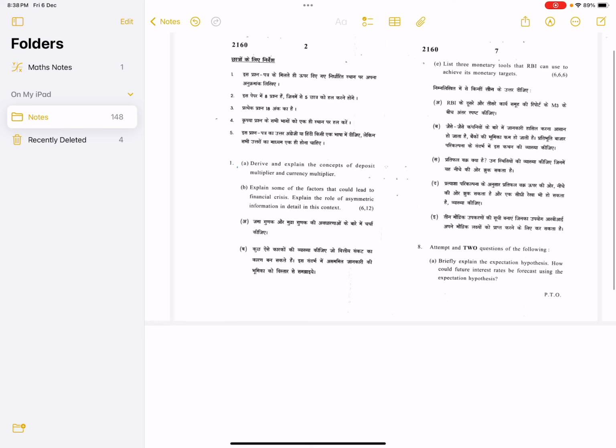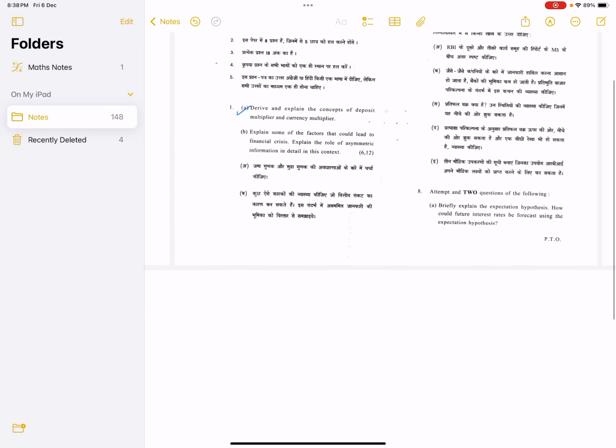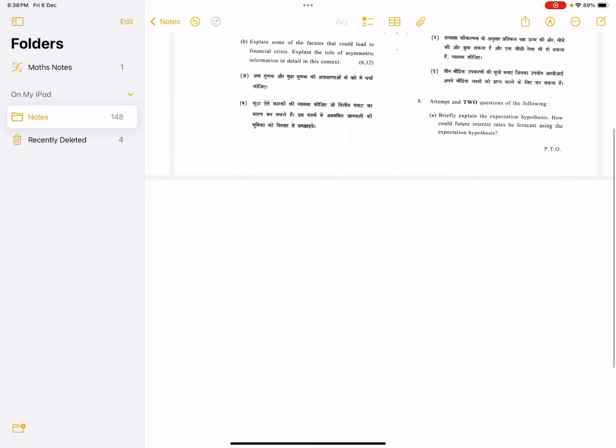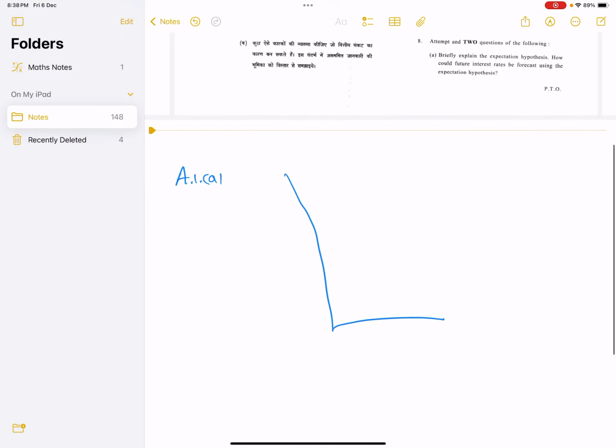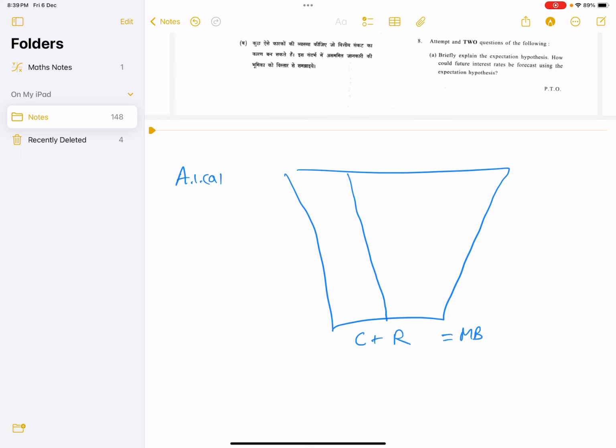The first part of the question is, you are supposed to explain the concept of deposit multiplier and currency multiplier. In the class itself, I have mentioned how the H theory of money supply works, where currency plus reserves is the monetary base, and reserves get multiplied to finally give demand deposits. So this is the total money stock.